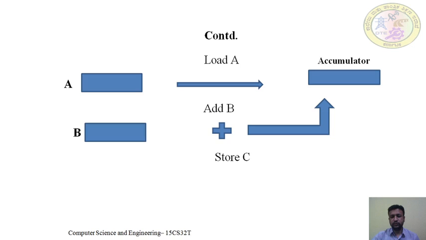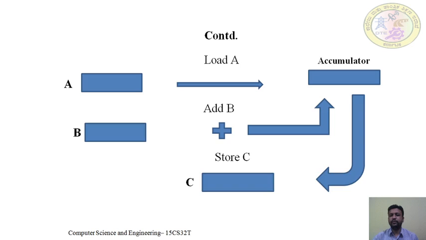Then accumulator contents are transferred to a C location, that by using store. So this operation is same as add A comma B comma C. So that add A comma B comma C can be represented by using one address instruction. Is first load the content A to accumulator, that is load A, then add the content of B into accumulator, that is add B, and store the contents of accumulator into C location, that is store C.